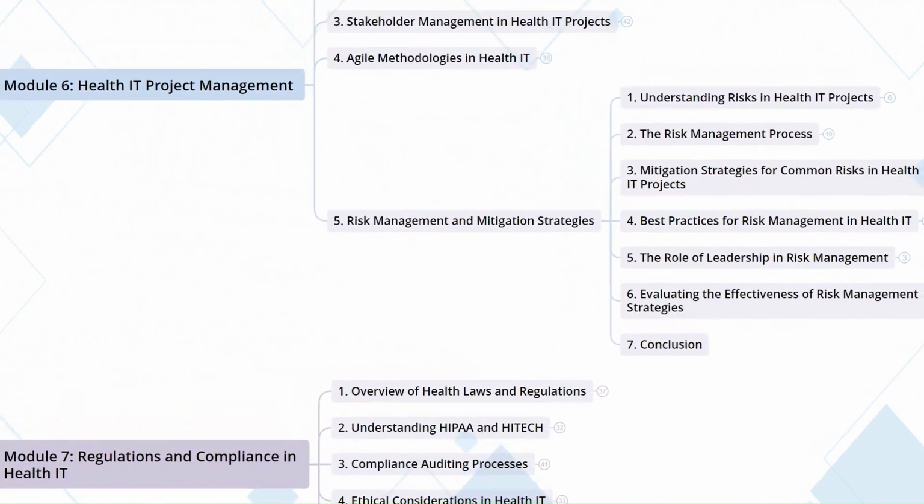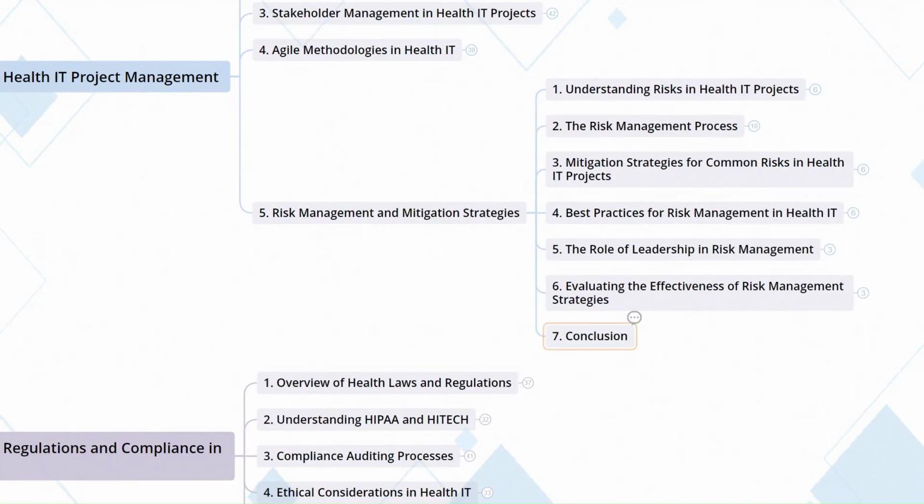Next, conclusion. Risk management and mitigation strategies are critical components of effective health IT project management. By systematically identifying, assessing, and responding to risks, health IT professionals can minimize potential disruptions and ensure the successful delivery of a project. Developing a robust risk management process involves fostering a culture of risk awareness, engaging stakeholders, and utilizing practical tools and best practices.